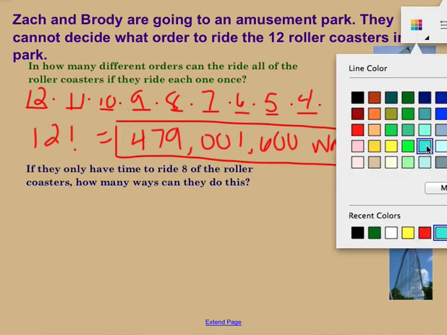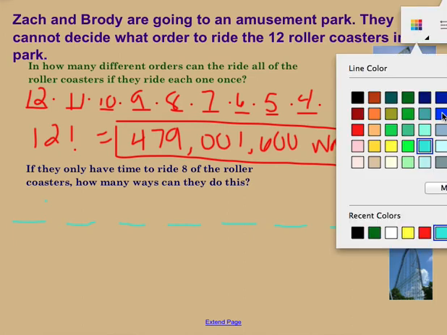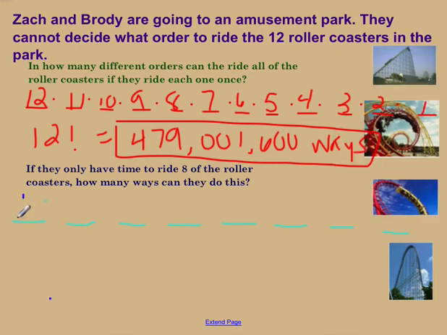So part B says now you're only going to have time to ride 8 of the coasters. So now, instead of having 12 spots, I'm only going to have 8. So here's the catch though. I still have 12 choices when I start off with. So that doesn't mean it's going to be 8 factorial. That means I'm going to start at 12 and I'm only going to go down to 5, and I'm going to stop at 5.